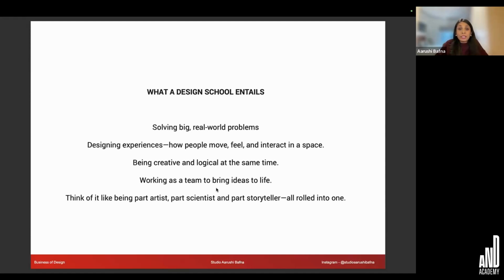It definitely teaches you how to team up and bring ideas to life together. And I think that is one skill that also helps you practically in numerous ways, because when we work on a practical field or a site, we have to bring together different teams, different people from different walks of life, and teach them how to function with each other. Think of it like being part artist, part scientist, and part storyteller, all rolled into one. That's what a design school or a design course would be for.